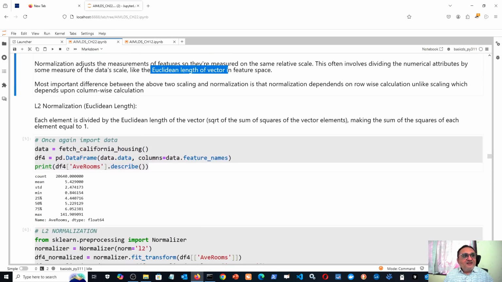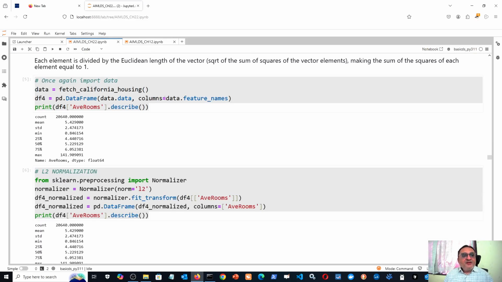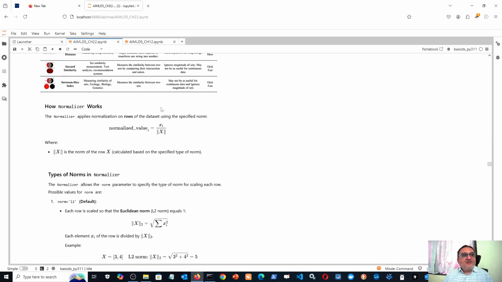When I use the word vector, that means x and y. If there are values like 2, 1000, that is one vector. 4, 4000, that is another vector. 3, 3000, that is another vector for x and y, right? So the normalizer is defined in this manner: any value divided by the magnitude of that vector.